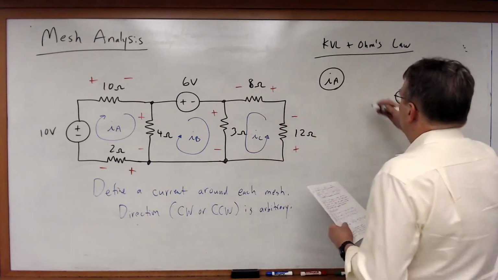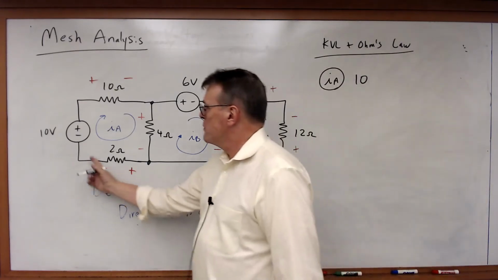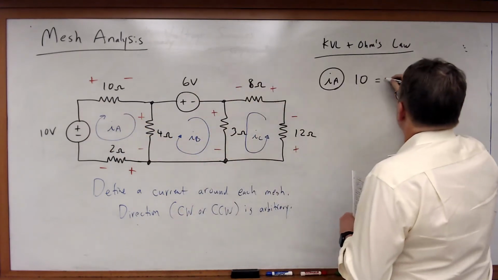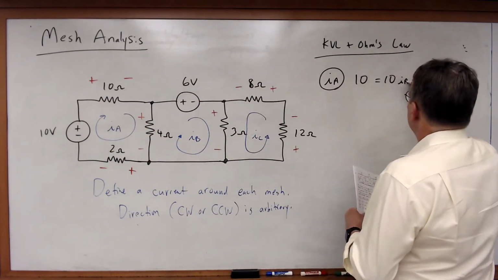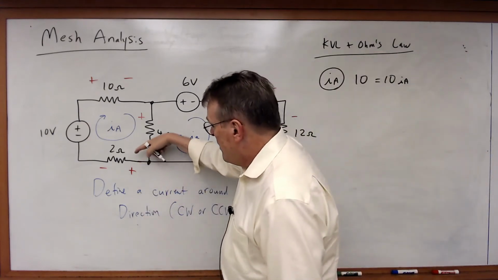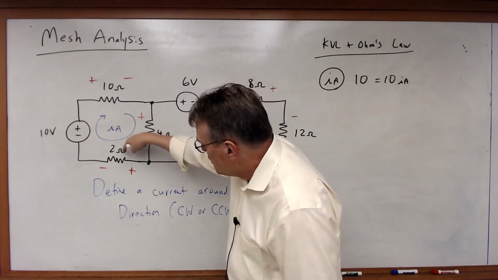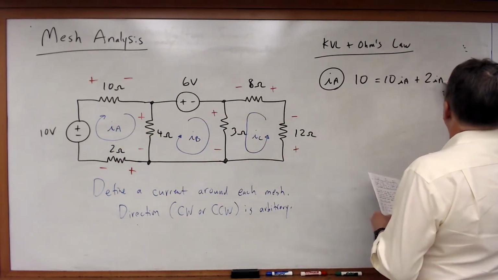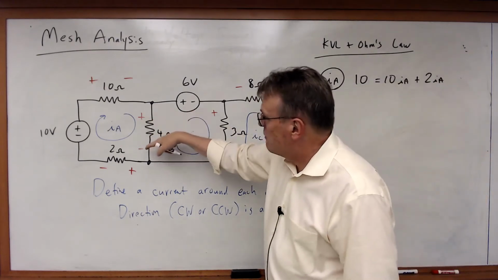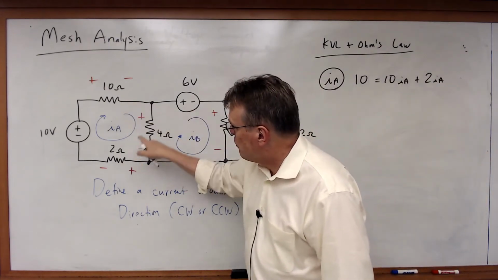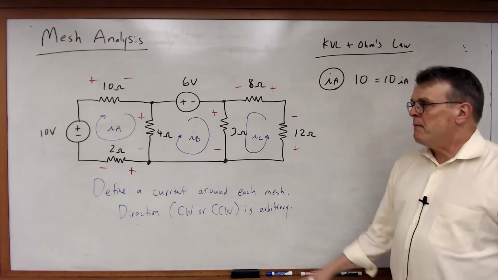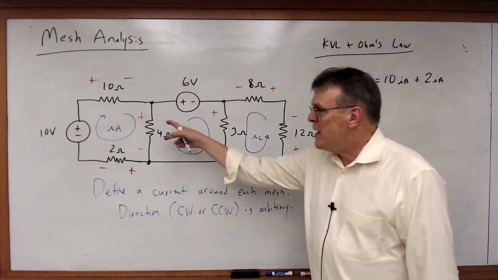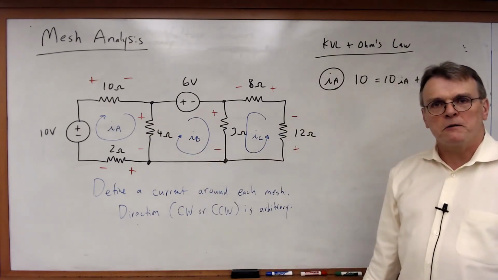So in this case, the 10 volts, which is my voltage rise, is equal to a drop. It's equal to 10 times IA, plus, now I'll come back to this one, but also plus 2 times IA, plus also this drop. So I have 3 drops. I did this one and this one. What about that drop? Now keep in mind I said that the currents are going in opposite directions. How do I specify that voltage?